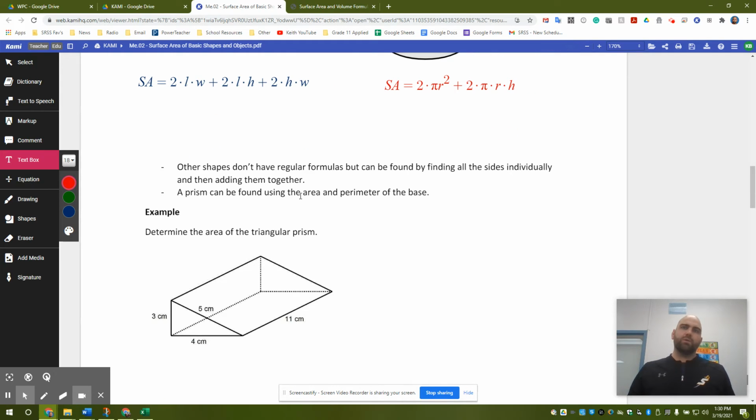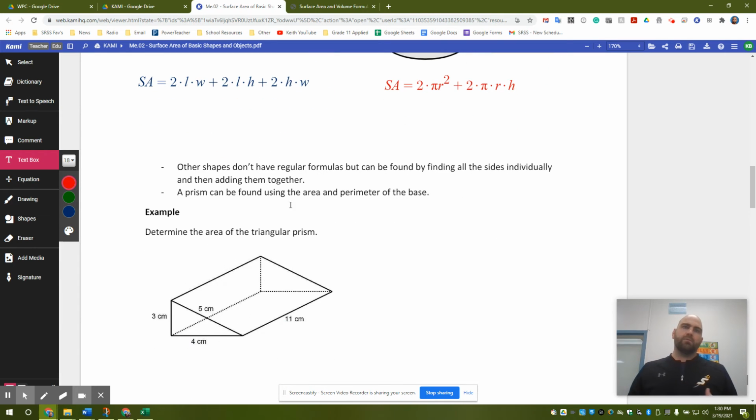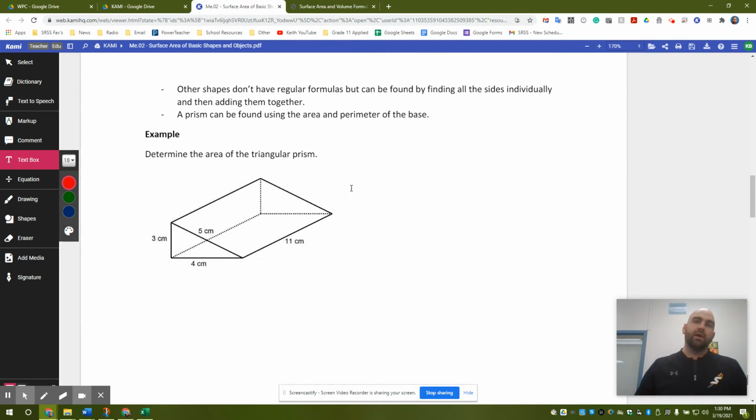Now, other shapes don't have regular formulas, but can be found by finding all the sides individually and then adding them together. Like here, we find all the sides individually. Unless we have a prism, then we can find it using the perimeter and the area of the base. Okay, the formula that we're going to use for that one is right here. We can do surface area is equal to 2 times the base area.